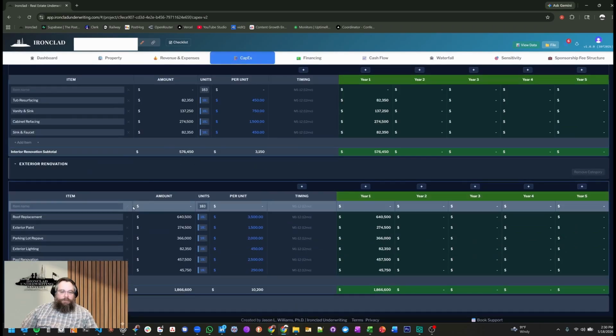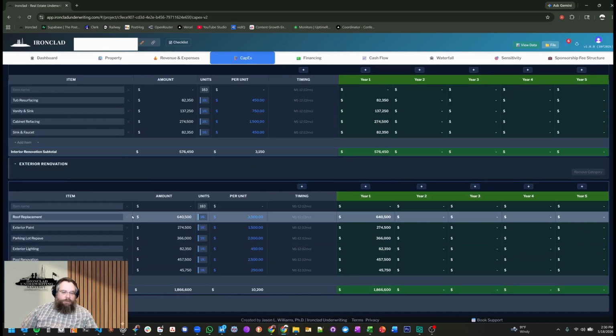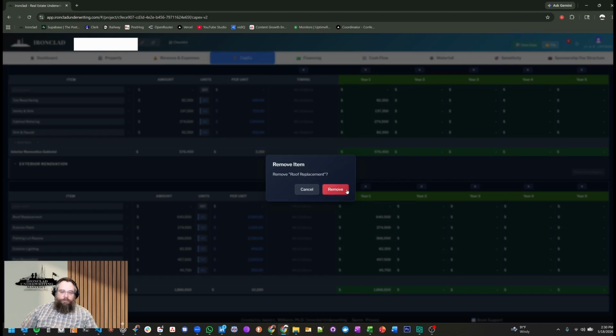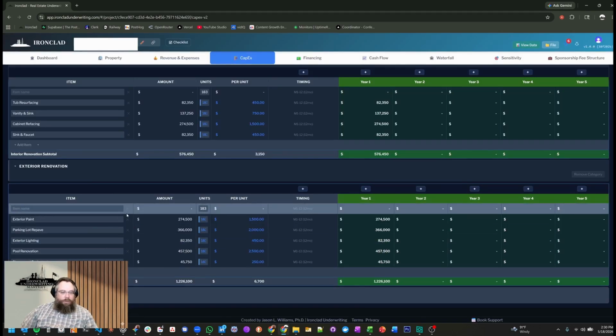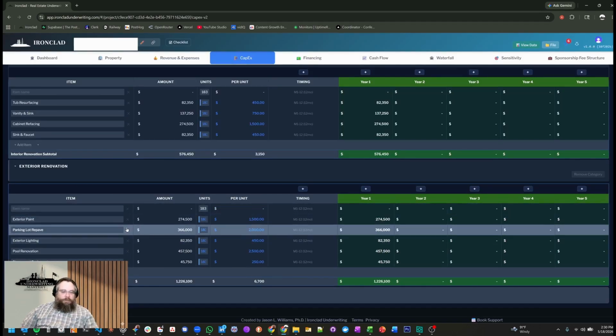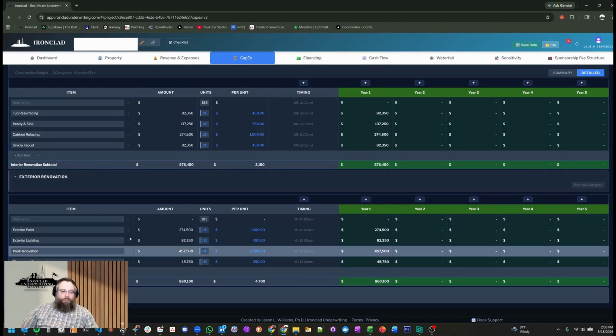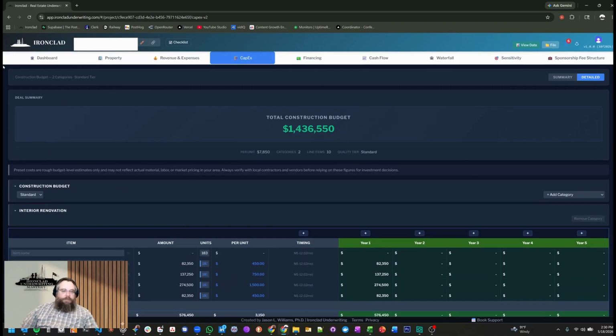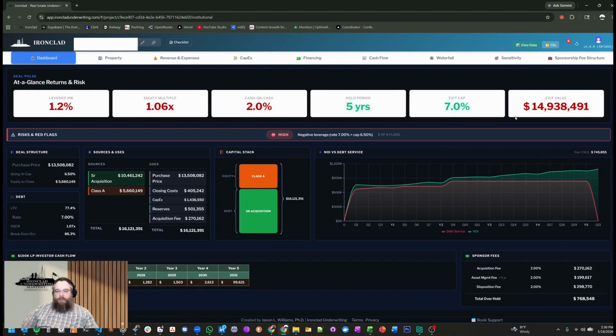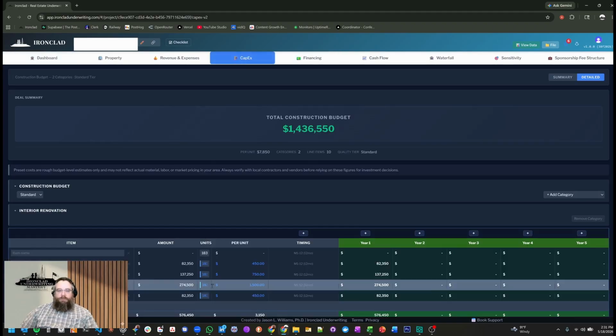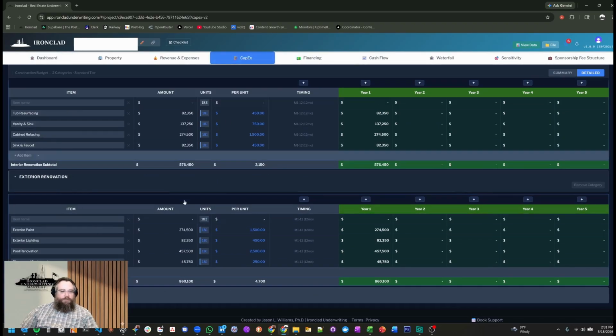Let's reduce some of this. We don't need a new roof. Maybe the roofs are brand new. Maybe it doesn't need a new parking lot. Maybe the pool does need to be fixed though. So let's see what that does. At least we're on the positive side now. So this is how you can go in and you can do things. You can change your business plan, change your CapEx.